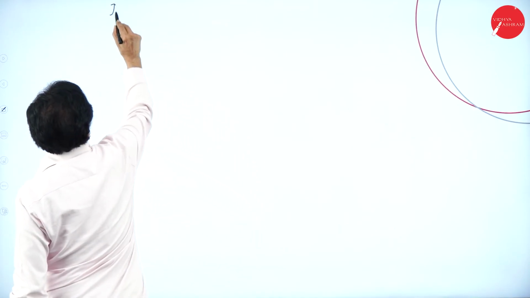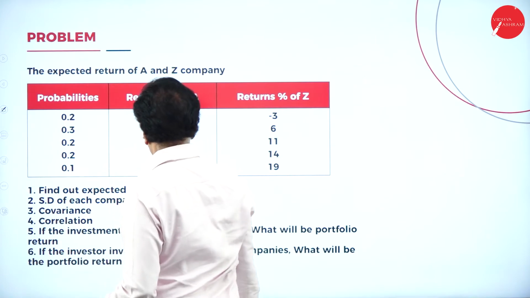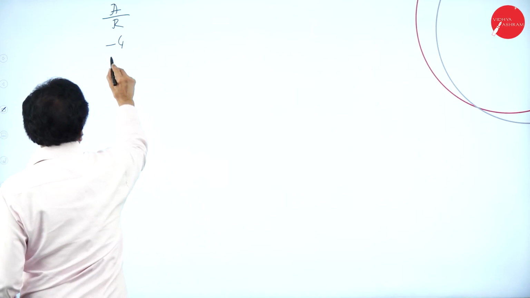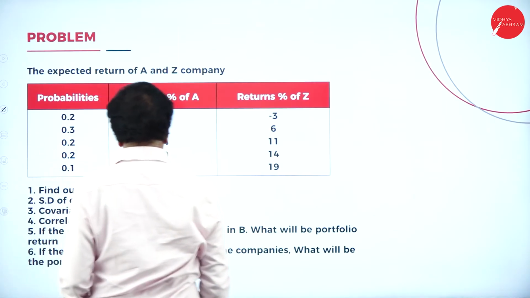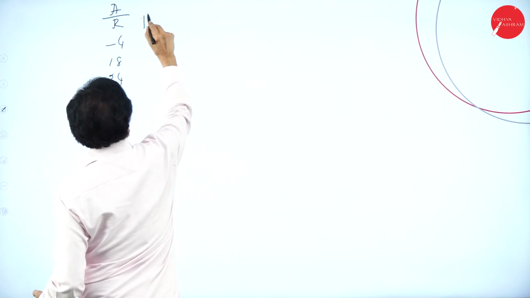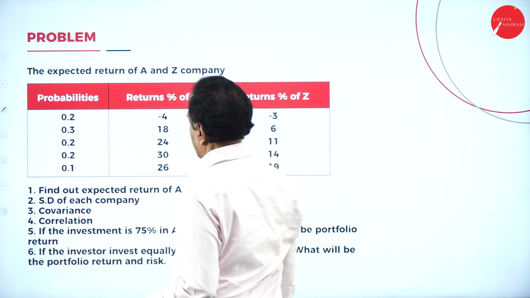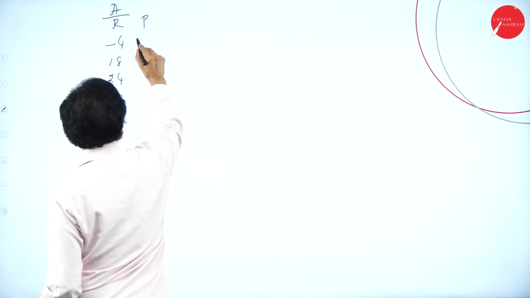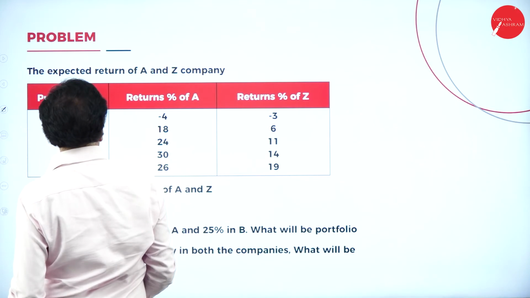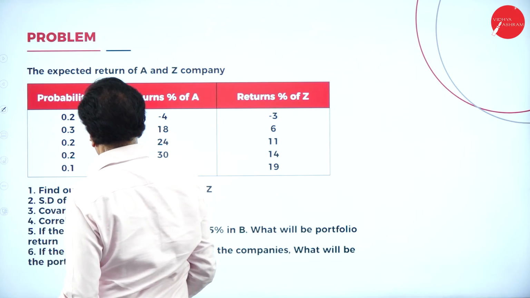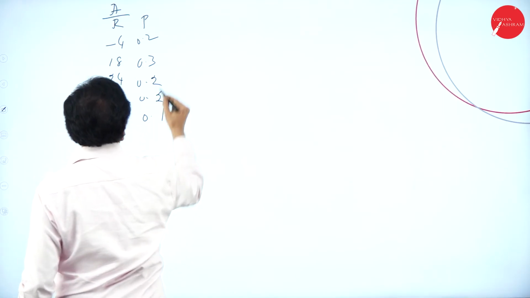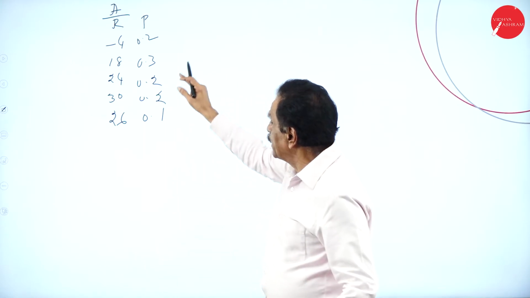Company A returns: -4, 18, 24, 30, 26. Probabilities: 0.2, 0.3, 0.2, 0.2, 0.1. When you add, it should be equal to 1.